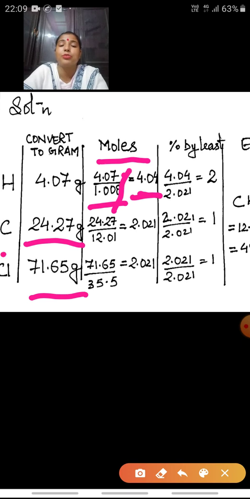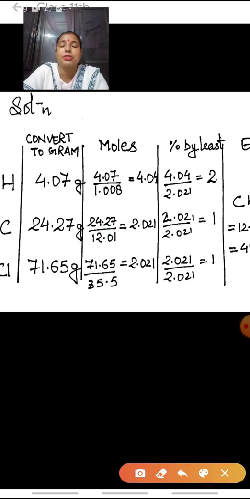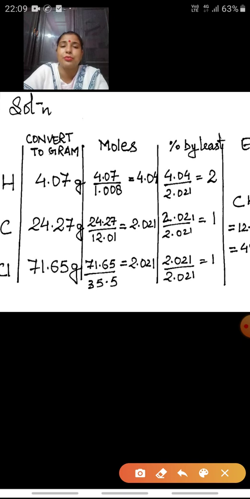Similarly, the number of moles of carbon will be equal to given mass of carbon upon molar mass of carbon. Molar mass of carbon we have taken to be 12.0, and that is the exact one. Dividing the two, you get the number of moles of carbon. Similarly, the number of moles of chlorine will be given mass of chlorine upon molar mass of chlorine, 35.5 we have taken, and we get the number of moles.